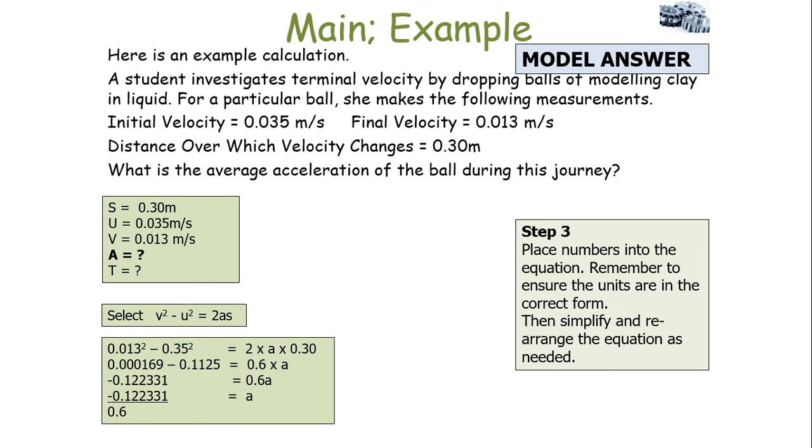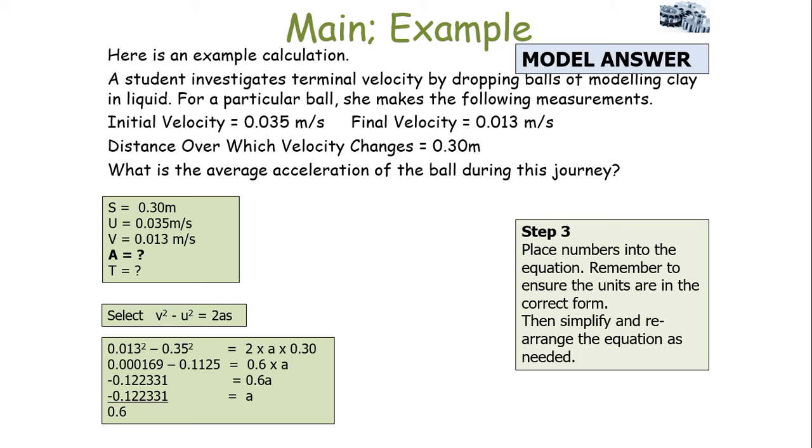Then you put your numbers in, so you substitute all your values, and then you work out each side. It's my advice that you work out each side first, and then simplify and rearrange the equation as needed. Because on the left-hand side, v squared minus u squared, if you try to just rearrange the symbols, you can quite easily make a mistake. But if you get the value for v, the value for u, square both terms and subtract them, it then just becomes one number, minus 0.122331.